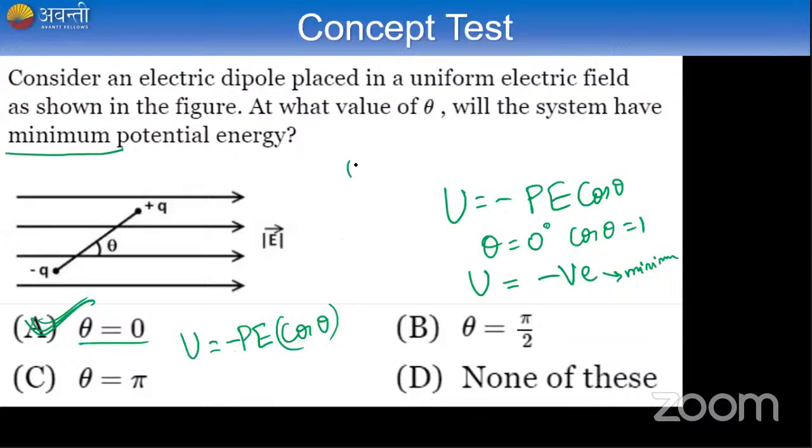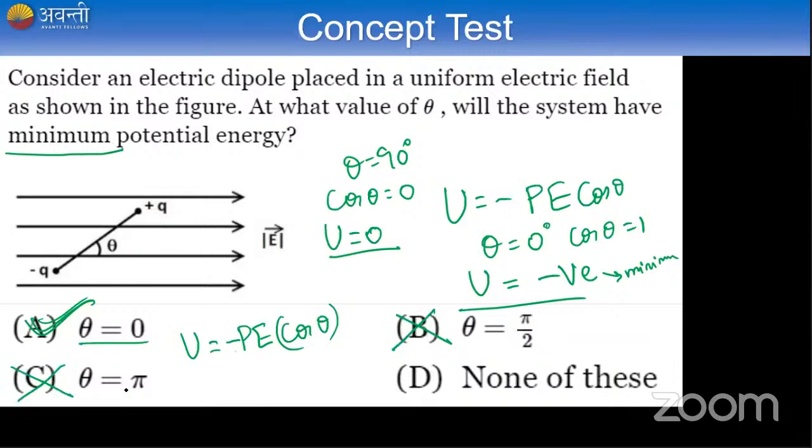So if my theta is 90 degrees, what happens? My cos theta will be equal to 0. Then my U will be equal to 0. So compared to negative, my U will be more, right? U will be maximum. So B is not a right option. Even pi is not a right option. So the correct option is theta equals 0 degrees.